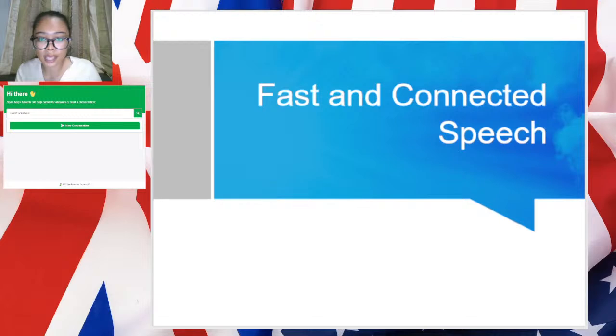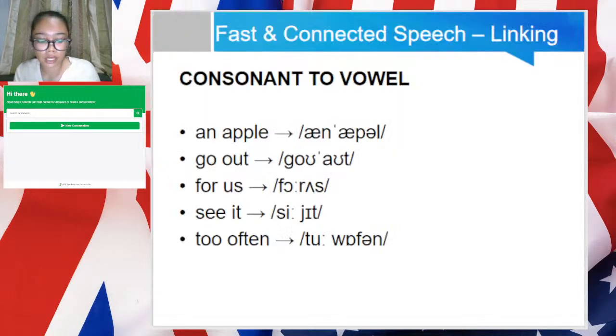Take for example here. In linking, we identify the consonant to vowel process. For example, we say the phrase an apple, an apple.